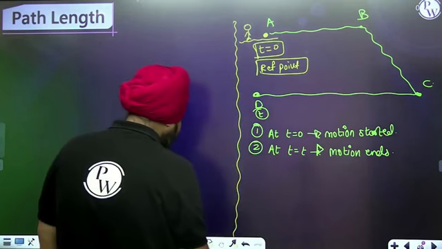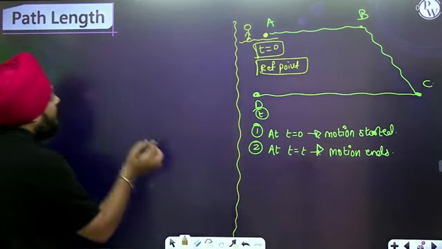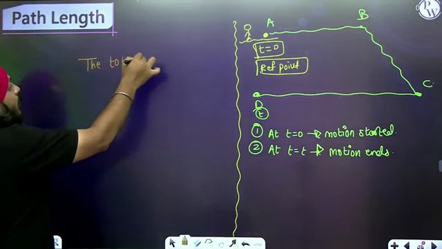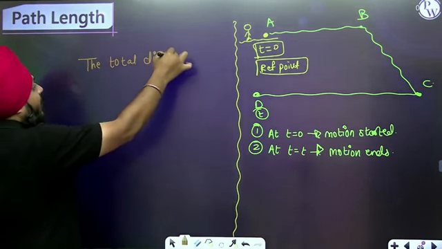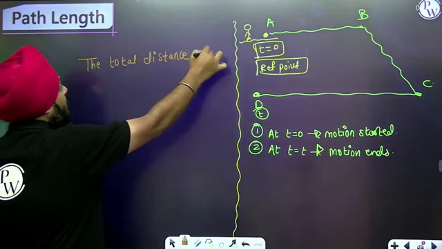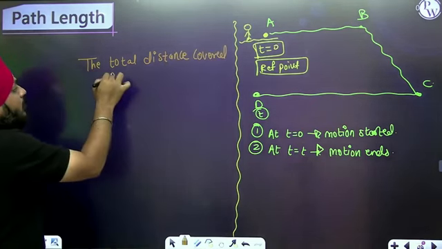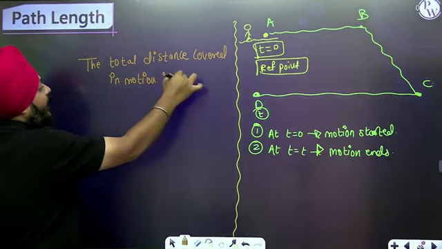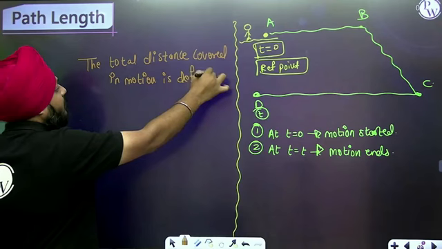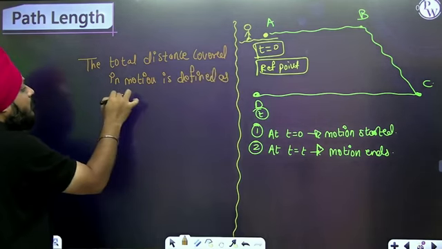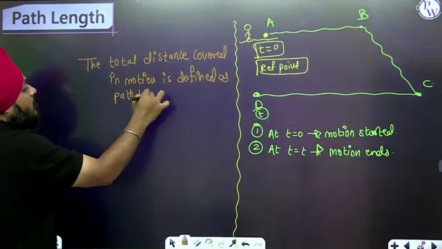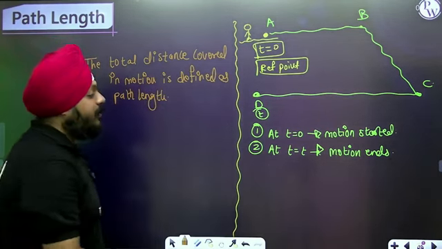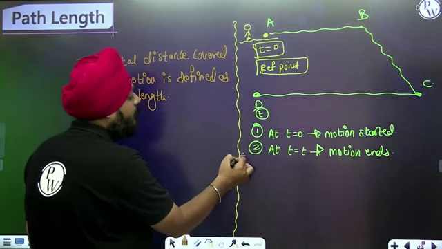So what does the path length state? The total distance covered in the motion is defined as the path length.